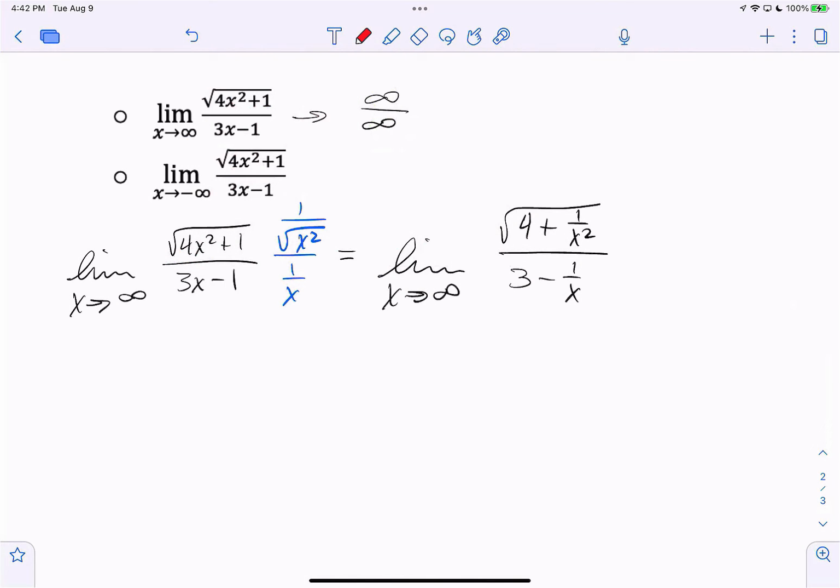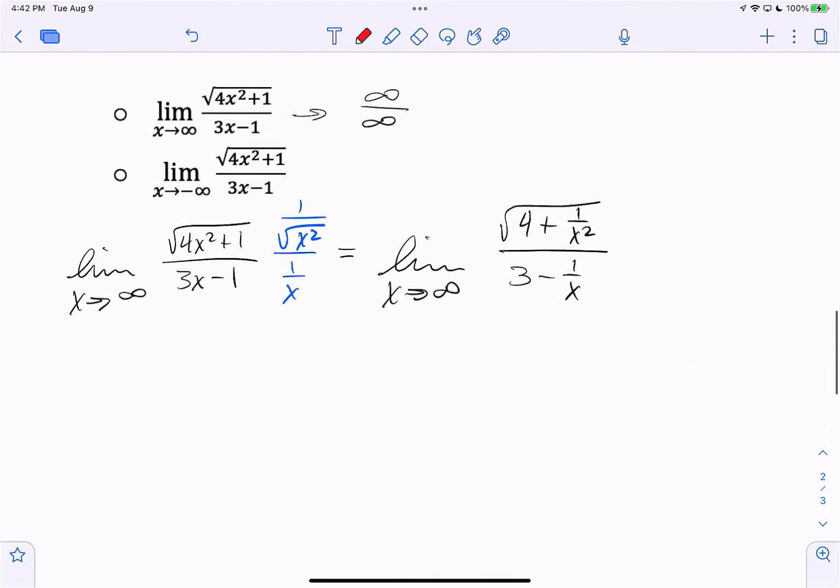In the square root, as we take the limit as x approaches infinity, 1 over x squared is going to go to 0. In the denominator, 1 over x is going to go to 0. This result is going to be the square root of 4 over 3, or 2/3.